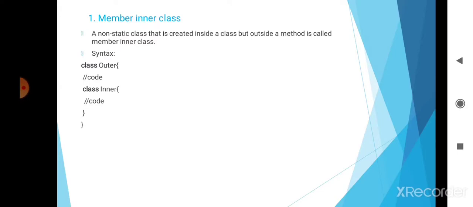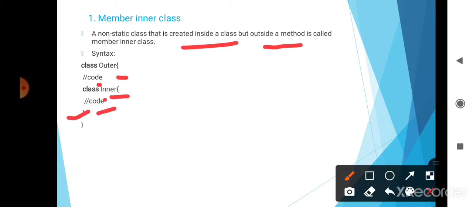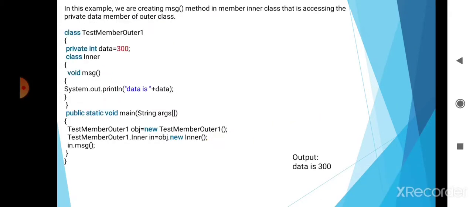A non-static class that is created inside a class but outside a method is called a member inner class. The syntax: class Outer, then the code of the outer class, and then the inner class and the code of the inner class. First we close the inner class and then the outer class. Then an example for member inner class.